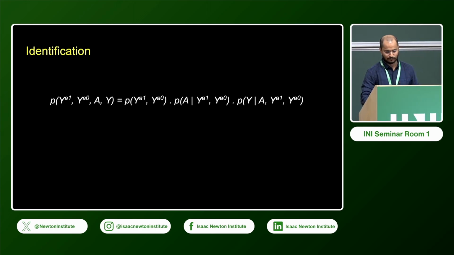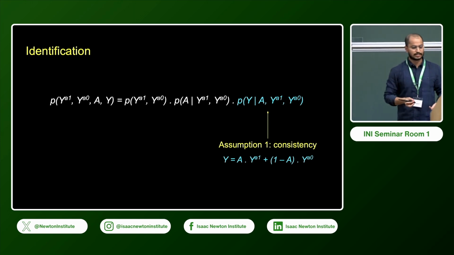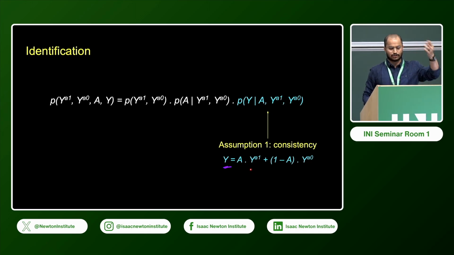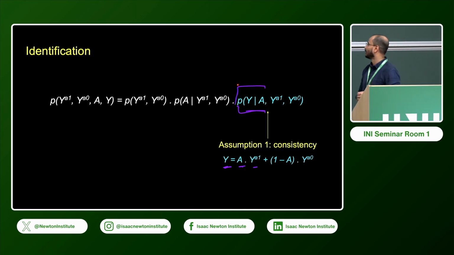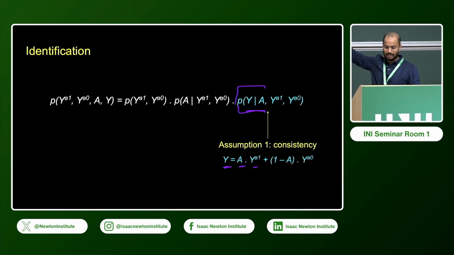So the first restriction, to Thomas's point, the first thing I can assume is consistency. I can say that the observed variable Y is just a deterministic function of the treatment and the potential outcomes. So when A is 1, Y is equal to YA1. When A is 0, Y is equal to YA0. And so this is now completely deterministic, and this conditional is actually uninteresting, because it's fully deterministic, I don't need to specify anything about that conditional distribution.